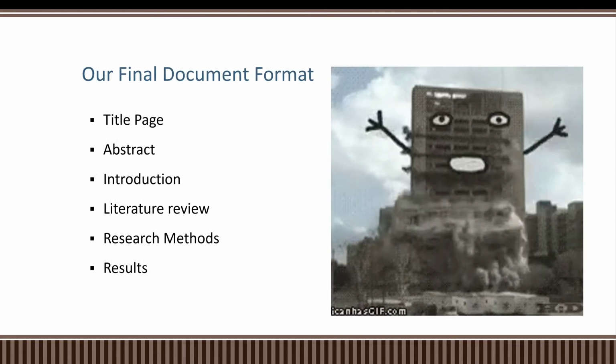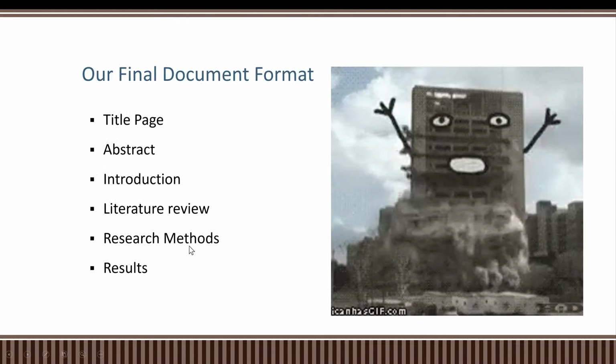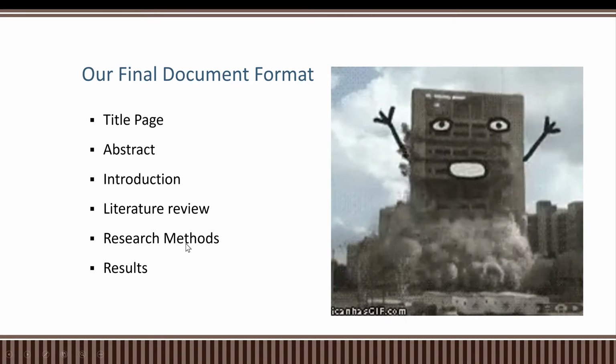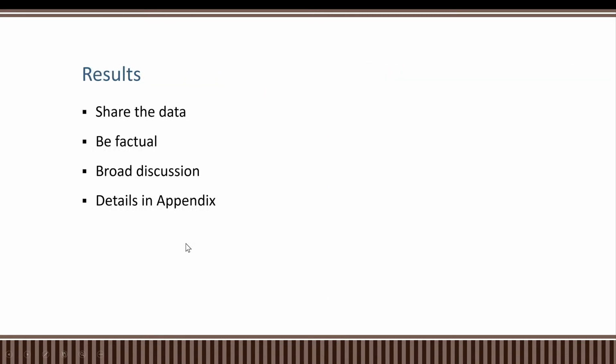Next is results. So you talked about how you were going to collect your data. So now talk about the data that you collected. Give an overview of the data results here. If you want to provide the detail of the data you collected, put that into an appendix. But just give a broad discussion of the data here in the results section. Be factual here. Here is the data. You will interpret the data in the next section.